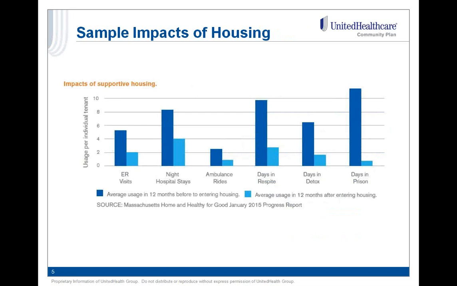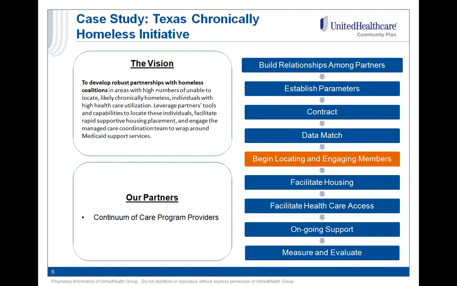Study after study has proven it. Housing reduces costs, particularly for the most complex populations, persons with multiple chronic conditions, often complicated with behavioral or substance abuse concerns. Next slide.